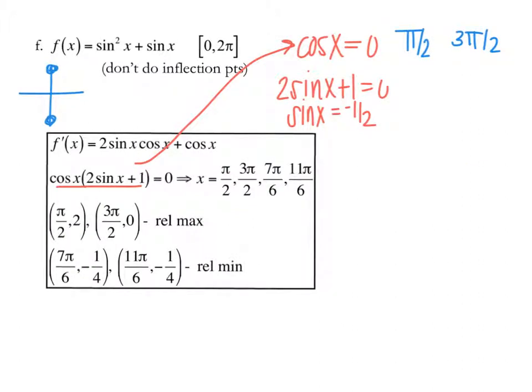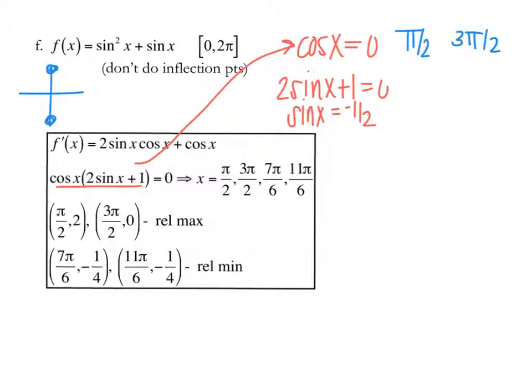All right, so let's take a look at this function. The function is sine squared x plus sine x. We're not being asked to do inflection points, but we are being asked to find extrema from 0 to 2 pi. So we take the derivative. Take the derivative of sine squared x, which we do a chain rule to get 2 sine x times the derivative of sine x, which is cosine x, plus the derivative of sine x, which is cosine x.